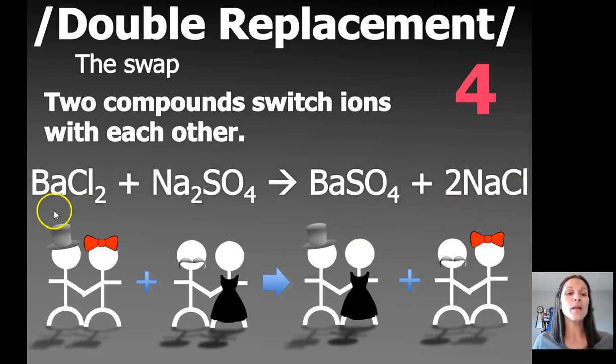A real life example, barium chloride plus sodium sulfate will yield barium sulfate and sodium chloride. Notice the barium came in with the chloride, however barium now swaps and is now bound to the other anion, in this case the polyatomic sulfate. Sodium came in with sulfate but swaps and ends up binding with chloride ion.